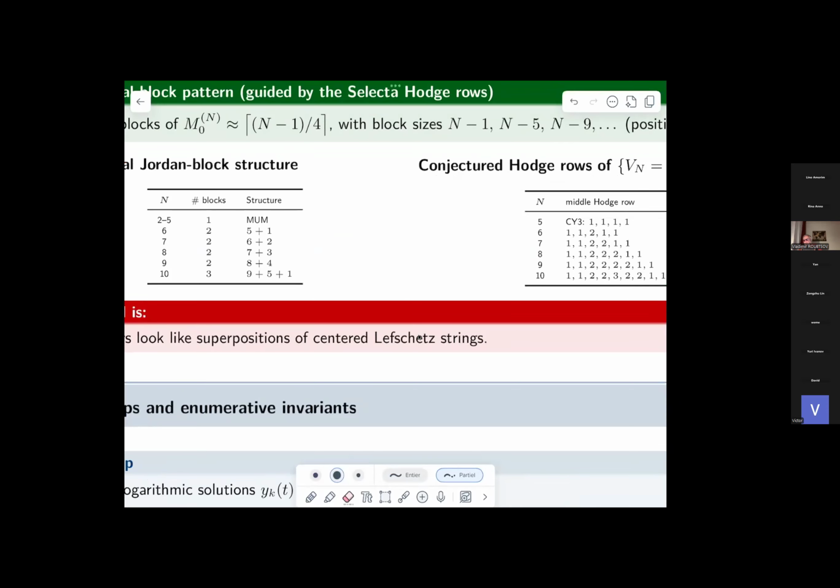And it is interesting how this Jordan block structure relates to the middle Hodge rows in Hodge diamonds, so to Hodge structure. If you have MUM, then of course this row for n equal to 5 is 1, 1, 1. For 6, you have this 5-dimensional block and 1-dimensional block. You have 1, 1, 1, 1, 1, and over this, you have 0, 0, 1. So in the middle, you have 2.